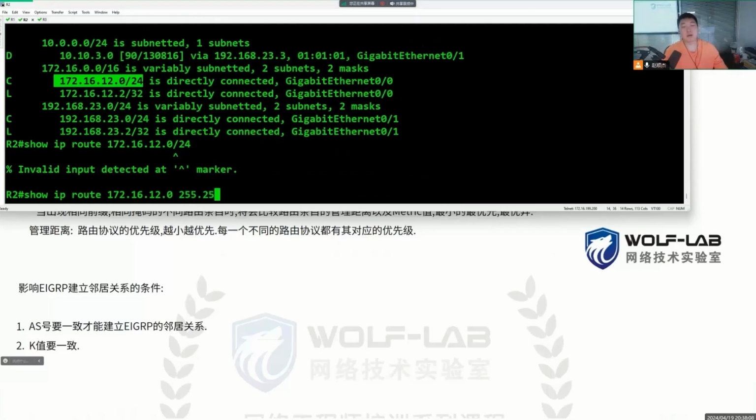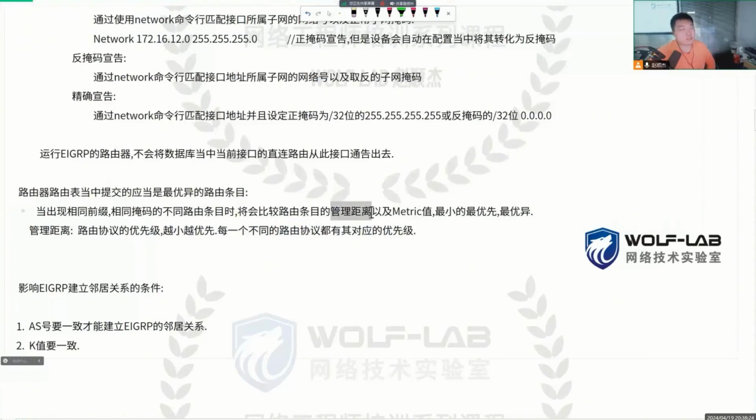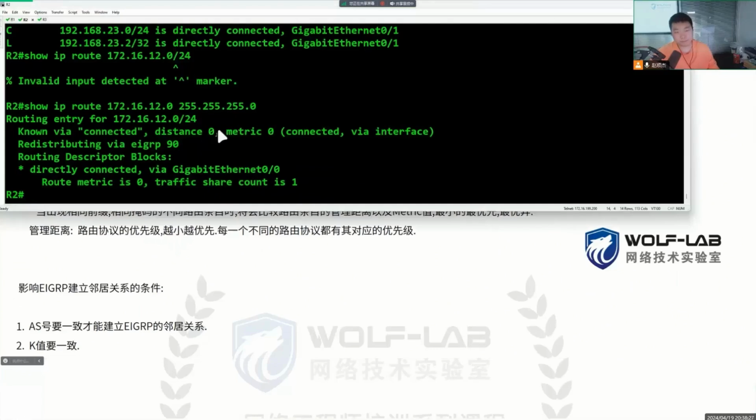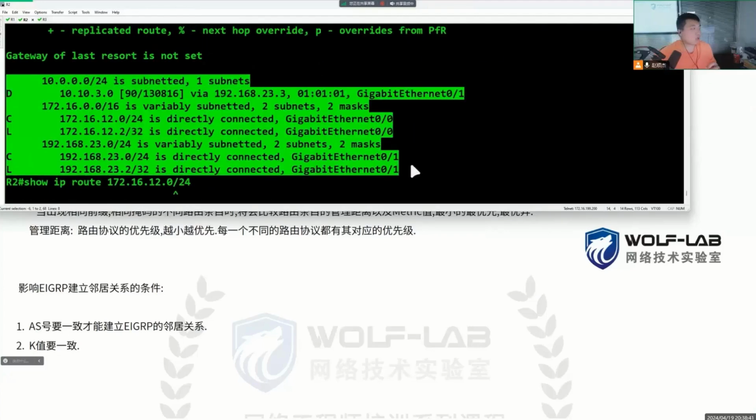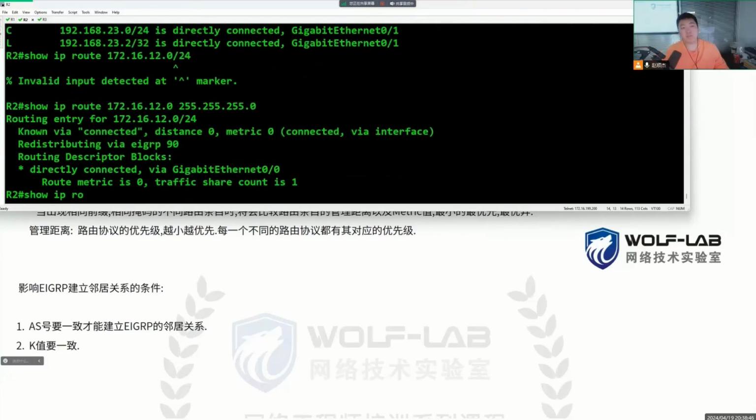Negative numbers cannot exist, so is the smallest value 0? So in the router's packet forwarding, the highest priority is always the direct route. What else? Host route. For instance, this host route, 172.16.12.1 and 25.25.25.2. What is the administrative distance of the host route? Administrative distance 0, and the metric is also 0, isn't it, students?